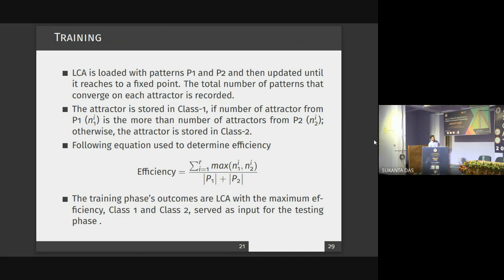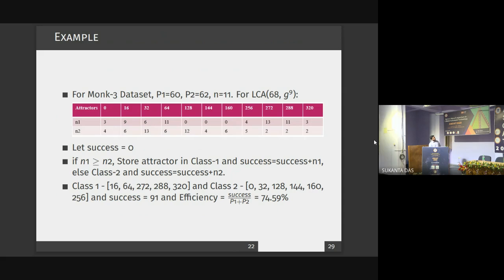Here I have shown one example for the Monk3 dataset. The two pattern sets have 60 patterns and 62 patterns, and the cell size of these patterns is 11. For example purposes, I have used LCA 68, and the block size here is 9. In this table, the attractors column shows the decimal representation of the attractors. Below, N1 and N2 are the counts of how many times that particular attractor is observed in the pattern sets P1 and P2.